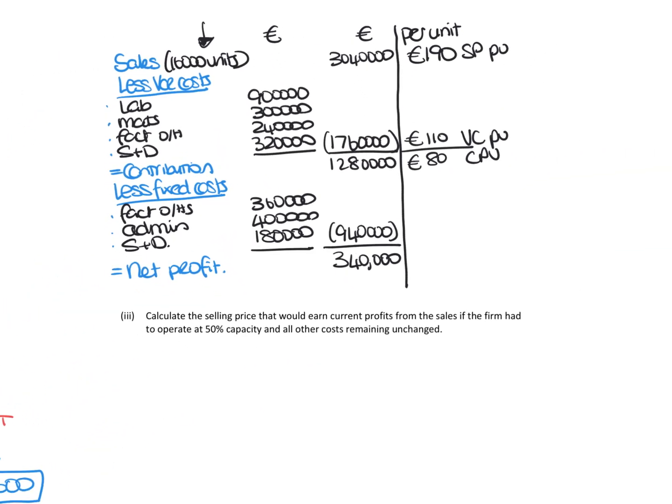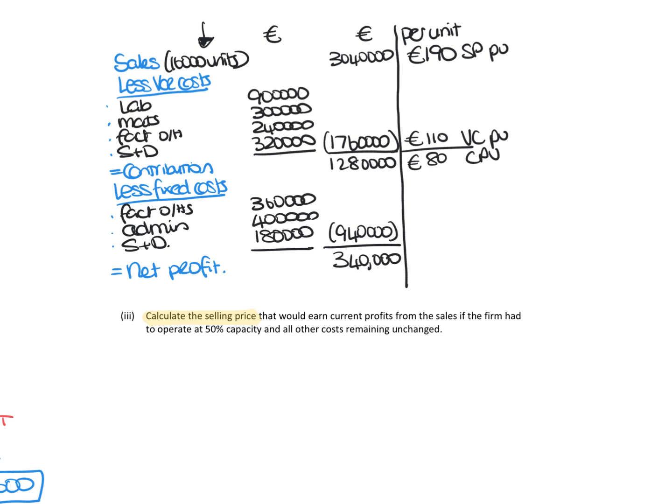So it says calculate the selling price. Okay, so calculate the selling price that would earn current profits from the sales if the firm had to operate at 50% capacity and all other costs remaining unchanged. Sorry, I have to read this twice because this is a confusing sentence. Okay, so just make sure when you read something that's confusing that you digest it completely. So read it twice, 3 times if you have to.